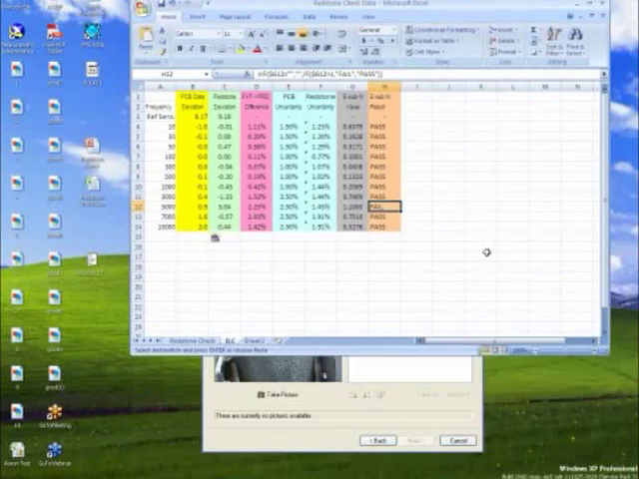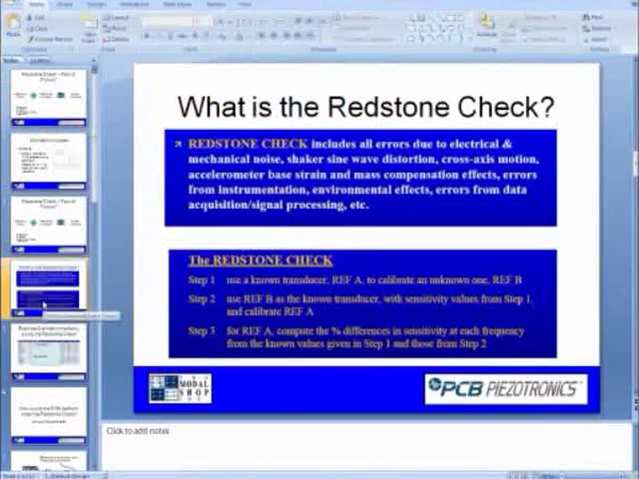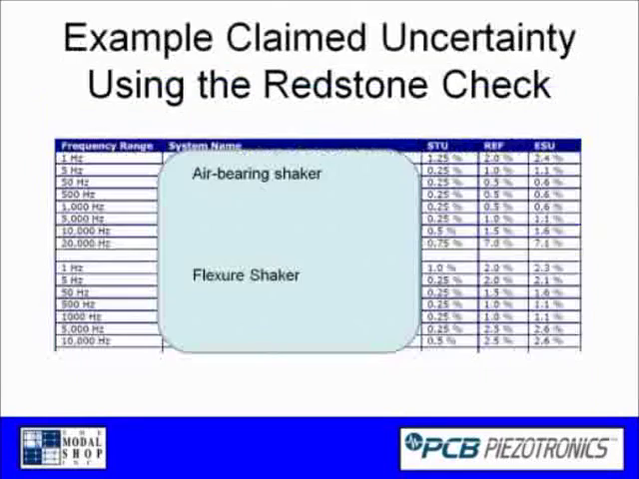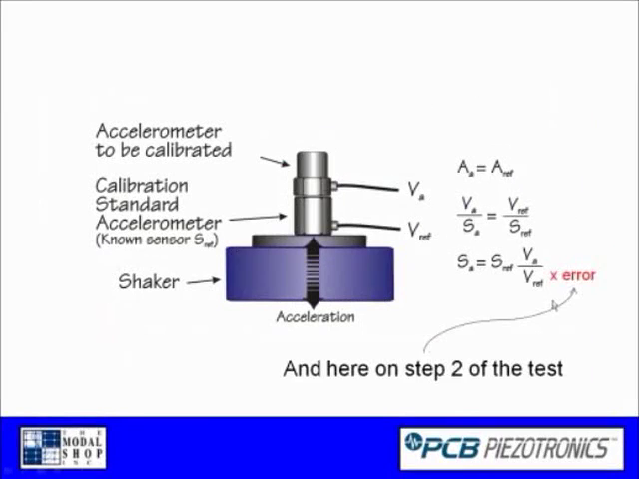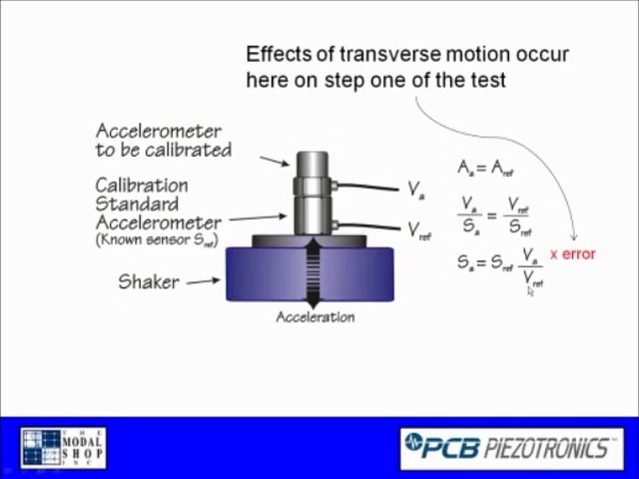So let me explain what happened. The reason the Redstone check does not work is we perform two calibrations. This is the equation that we're running when we run the calibration. When we calibrate the sensor during part 1 of the test, our transverse error appears up here. Note that this error is present when we're doing real calibrations as well. We calibrated the sensor. This is how it's getting compared to PCB.